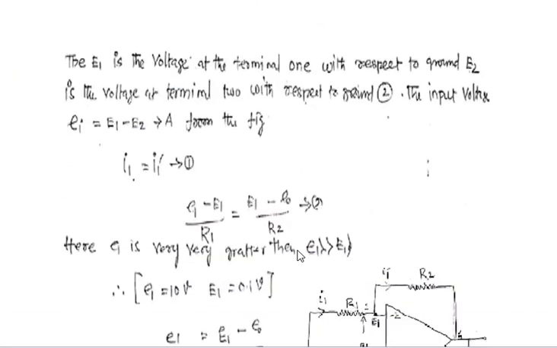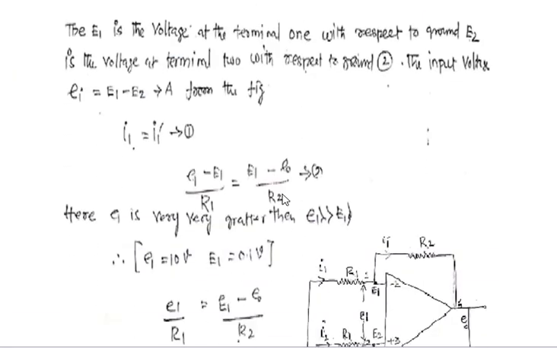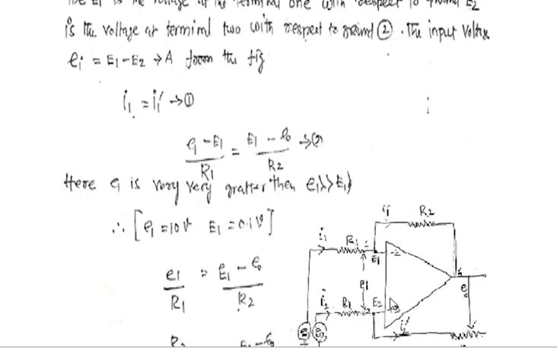Now we go to the small discussion. The capital E1 is the voltage at the terminal 1 with respect to the ground. See here, it is terminal 1, it is terminal 2. Here the voltage is E1. Here the voltage is E2.